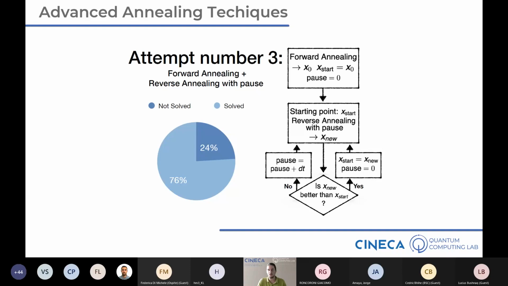So what does the pause do? Why is it useful? So they're perturbing. They're actually perturbing the system. Yes, in some way. Okay, it's a perturbation. Okay. Yes.